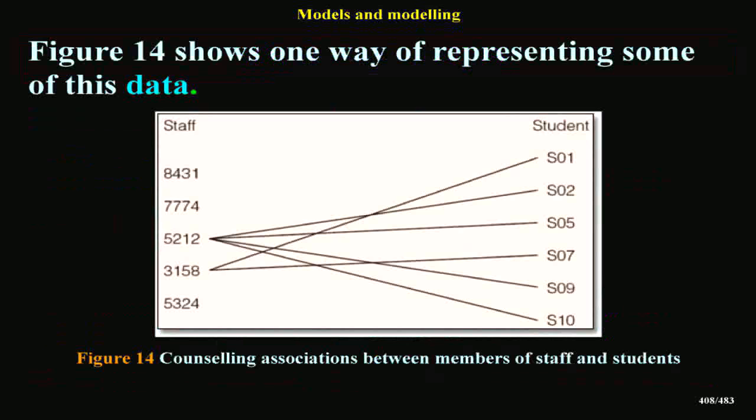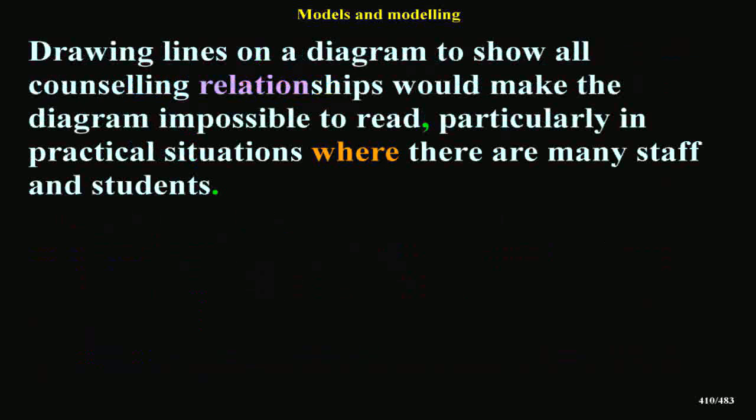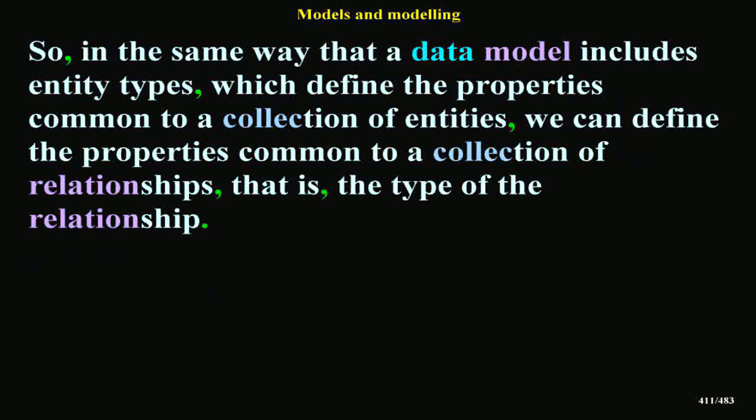Figure 14 shows one way of representing some of this data. Figure 14: counseling associations between members of staff and students. In this diagram, the lines show that the staff member with staff number 3158 is associated with students S01 and S07 for the purpose of counseling. The diagram also shows counseling relationships between staff member 5212 and students S02, S05, S09 and S10. Drawing lines on a diagram to show all counseling relationships would make the diagram impossible to read, particularly in practical situations where there are many staff and students.